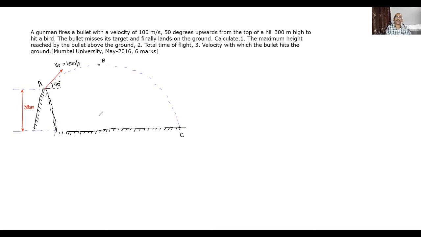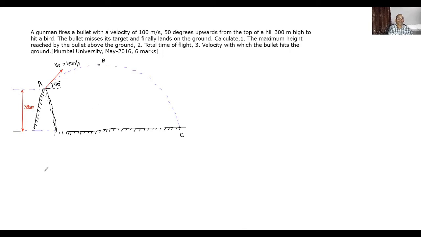Now what you have to find out: calculate the maximum height reached by the bullet above the ground, number one. Total time of flight. Total time of flight means how much time it takes to reach location C from starting point A, and the velocity with which the bullet hits the ground.